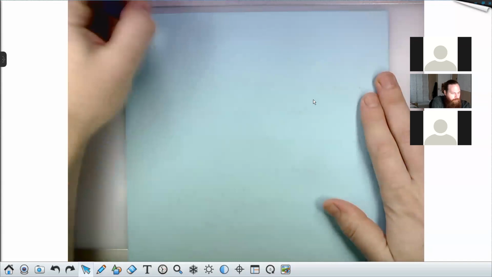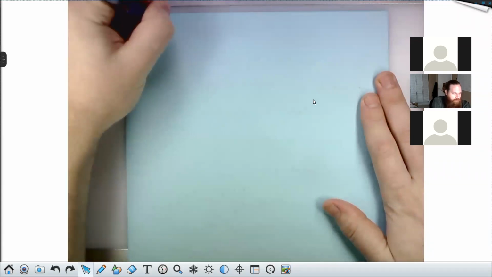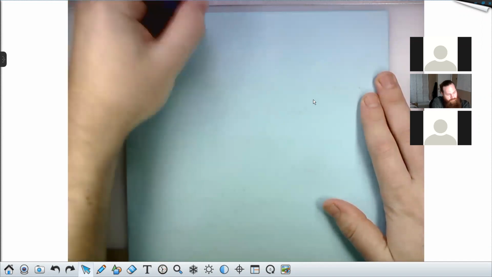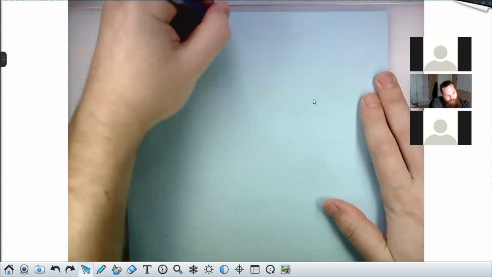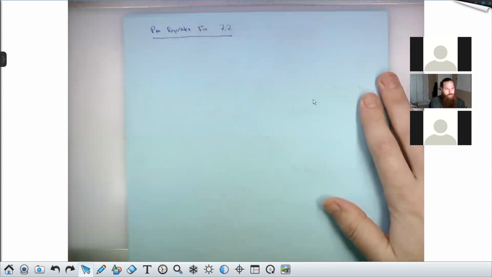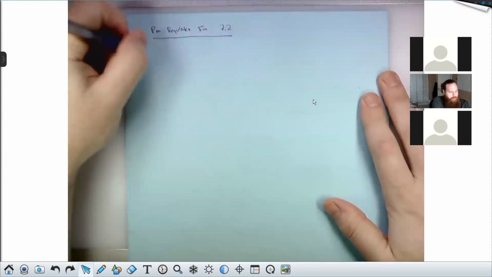Like I said, the goal here is to learn how to integrate powers of sine times powers of cosine and powers of secant times powers of tangent. Some prereqs for 7.2. Some things you have to know. The Pythagorean identities.